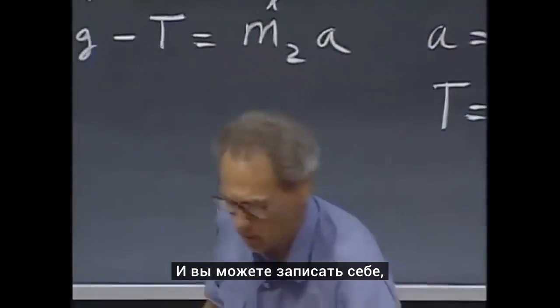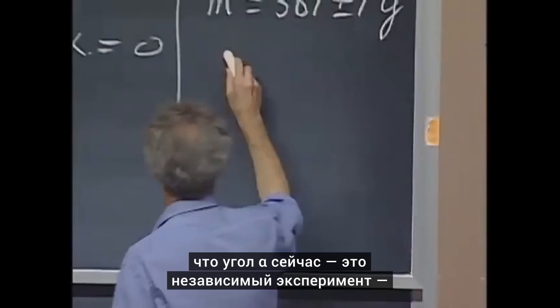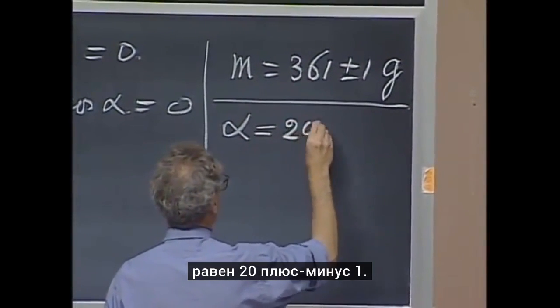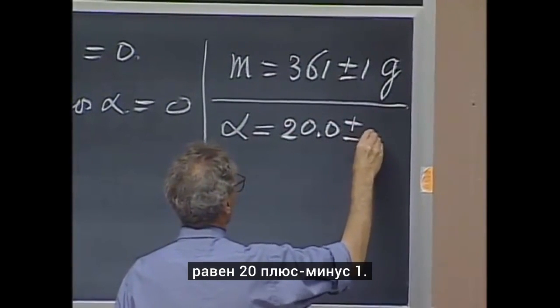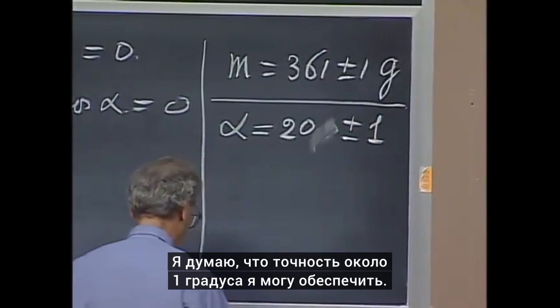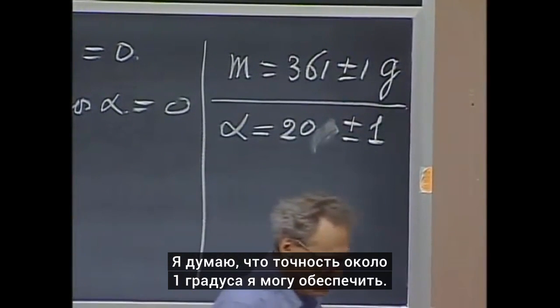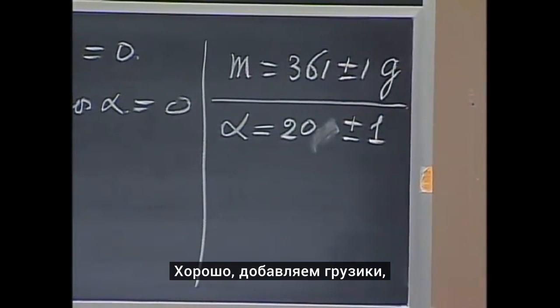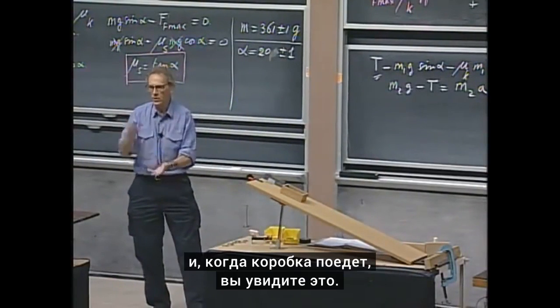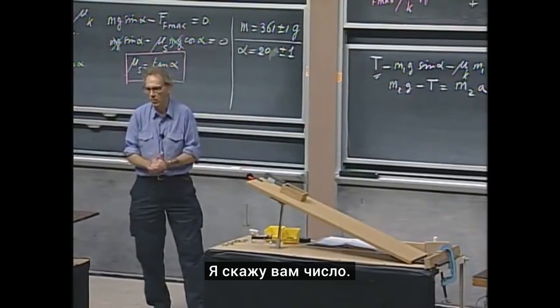So now you must write down in your notebook that alpha now, it's an independent experiment, equals 20.0, maybe plus or minus 1. I think it's about 1 degree accuracy that I can do. Okay, I'm going to load here more mass at M2, and I'll give you the numbers, and when it breaks loose, you will see it, I'll give you the number.